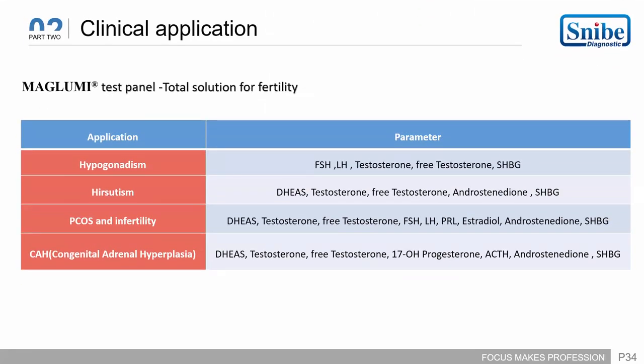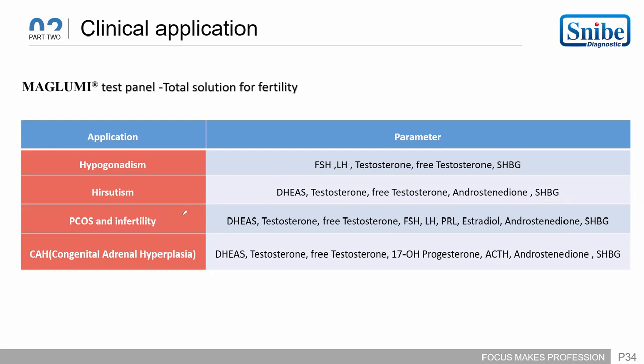So if we talk about the test panel, the total solution for fertility, SNIBE has a comprehensive solution for that. For hypogonadism, we have a menu of FSH, LH, testosterone, free testosterone, and sex hormone binding globulin. For hirsutism, we have DHEAS, testosterone, free testosterone, androstenedione, and sex hormone binding globulin.